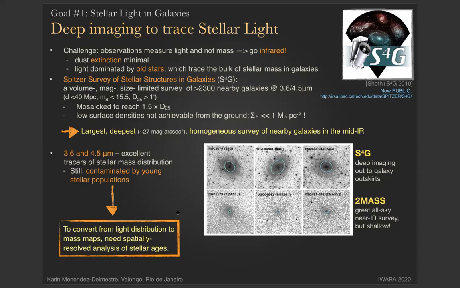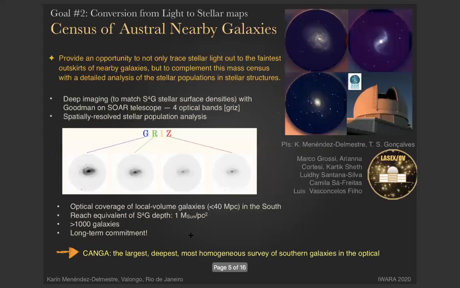So to get a very clear conversion from stellar light to mass, we need to do spatially resolved analysis of stellar ages. So to know which parts of the galaxy contain young stars and which contain old stars, so that we can really do a careful characterization of the distribution of stars.